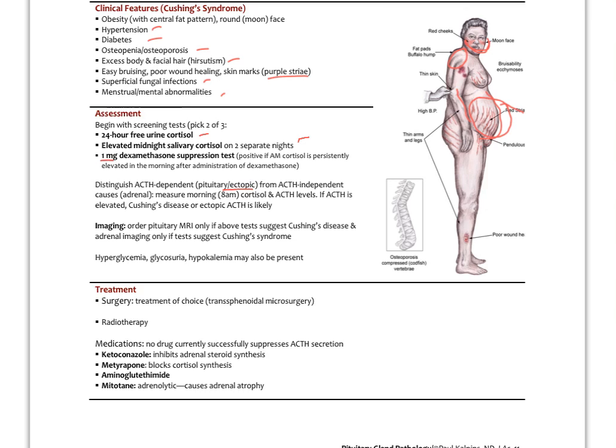Okay, other changes would be hyperglycemia, glucosuria, hypokalemia. Usually elevated sodium too is going to be present in Cushing's. The treatment here would be, again, removal of the pituitary tumor, maybe radiotherapy, and then medications could be used to suppress ACTH, but specifically to inhibit adrenal steroid synthesis. So I went over these before. Ketoconazole, a high-dose antifungal, metyrapone, that blocks cortisol synthesis, and then mitotane is an adrenolytic. So these are all potential options for more serious cases to really decrease the cortisol.